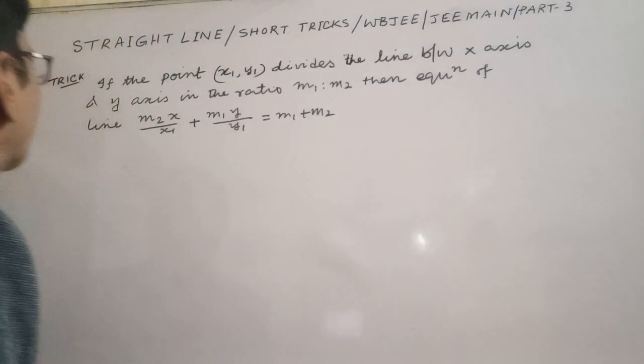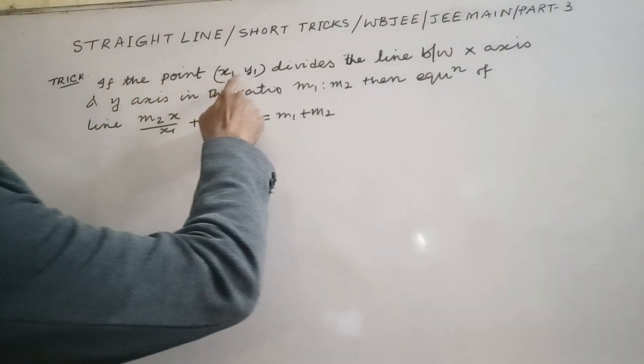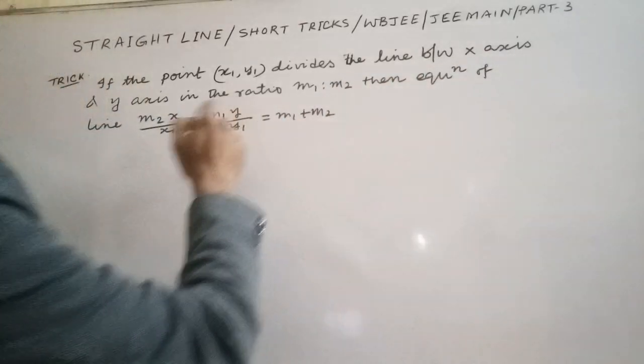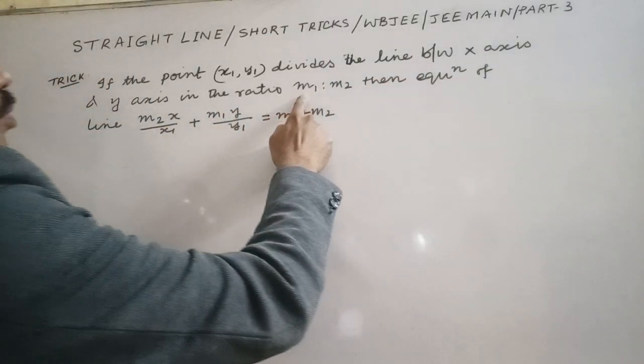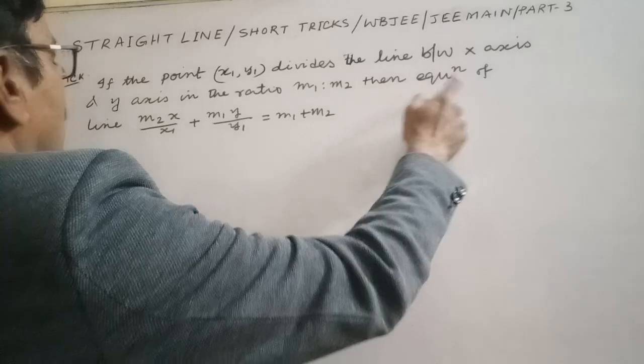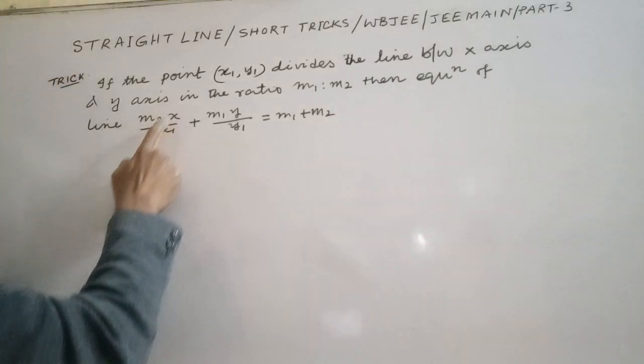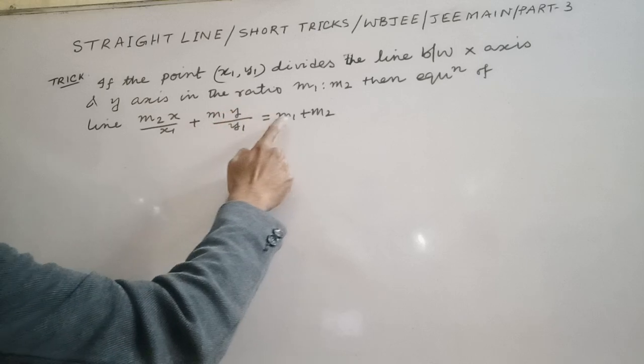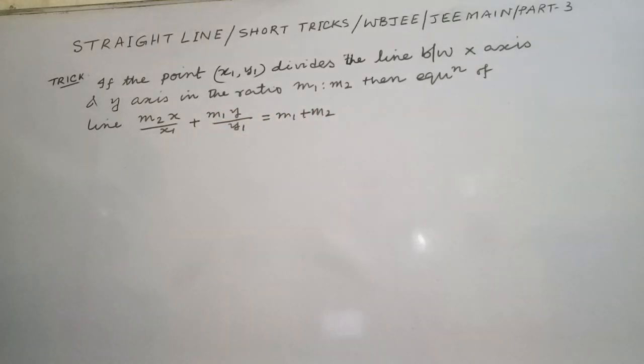So, look. If the point x1, y1 divides the line between x-axis and y-axis in the ratio m1 is to m2, then the equation of the line is m2x by x1 plus m1y by y1 equals m1 plus m2.